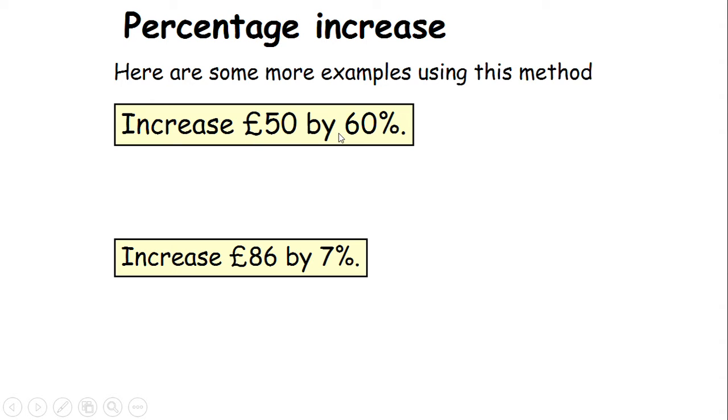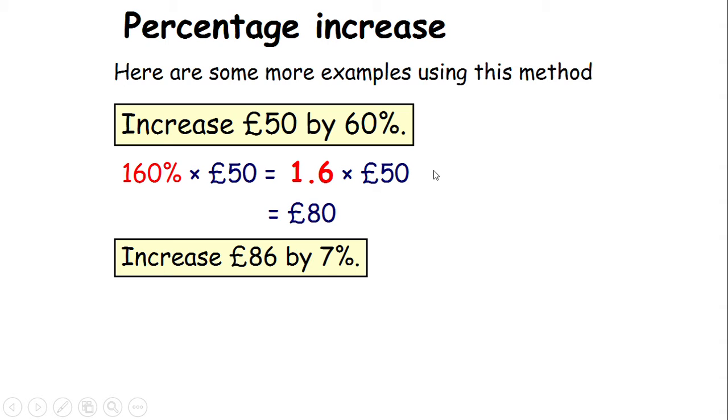Increase £50 by 60%. Okay, so that means we're taking 100% of that £50 amount, and then we're adding on to it 60%. So 100% of that amount, add 60%, is going to make 160% of the original amount. And that 160% is going to be equal to 1.6. That's another thing you need to be confident with, is going from this percentage to this decimal. 160% is the same as 1.6. So if we do 1.6 times 50 in our calculators or using other methods, we're going to get £80.